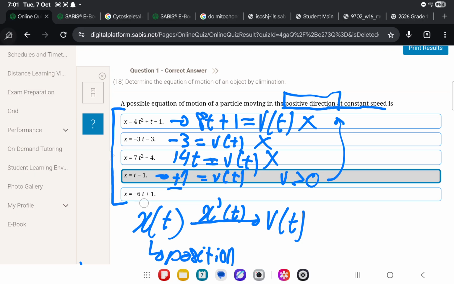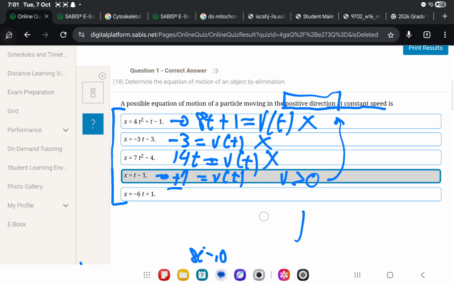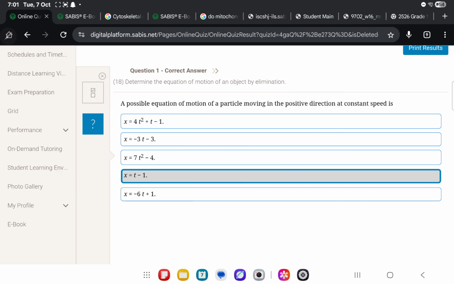This one, if you were to differentiate negative 6t plus 1, you're going to get negative 6. Negative 6 is a constant moving in the negative direction, so it's not correct.